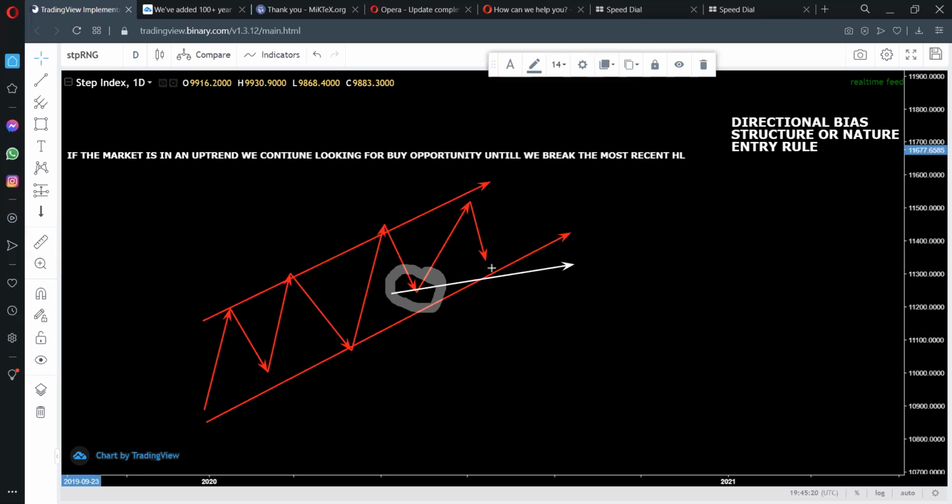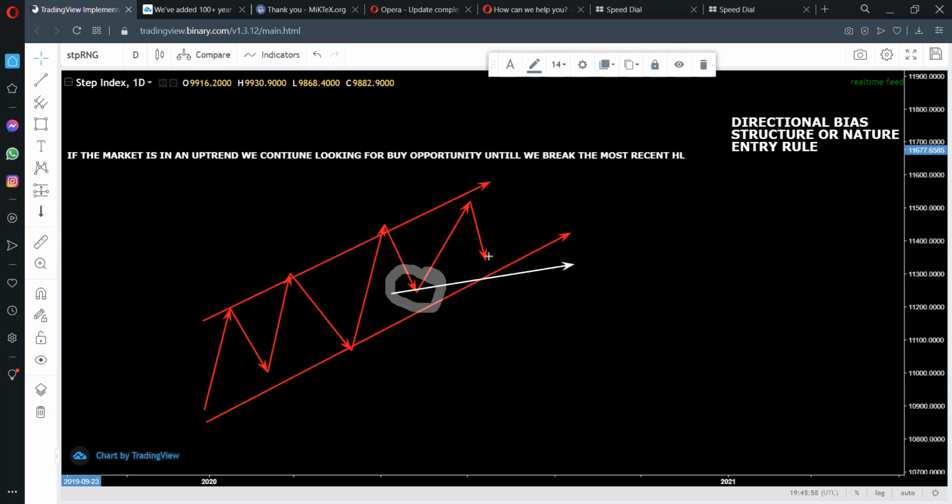So let's say you wanted to sell here. You have seen that the market is now trying to break this zone. If you sell here, you are just risking your capital. Why? Because the market can just reject again and continue the uptrend, even breaking the structure and continuing the up move. So that's why we need to keep looking for the uptrend until we break the most recent higher low.